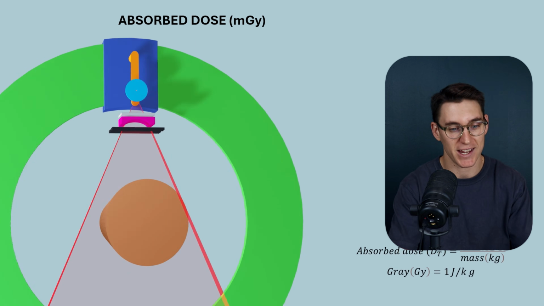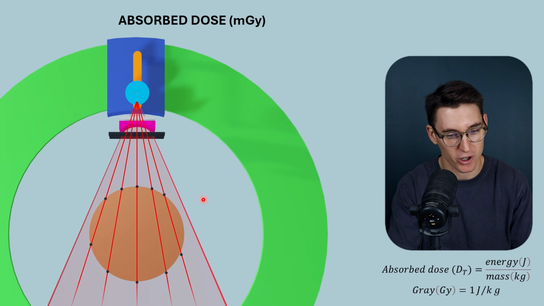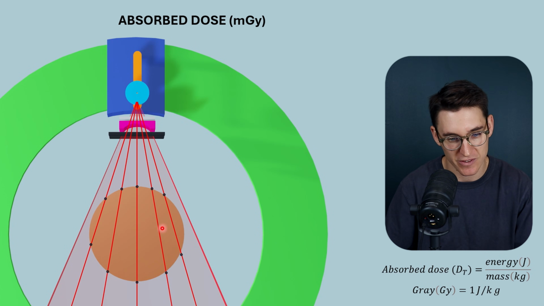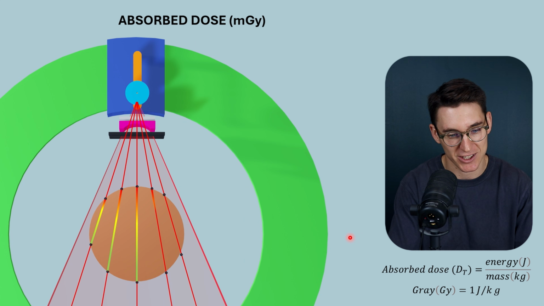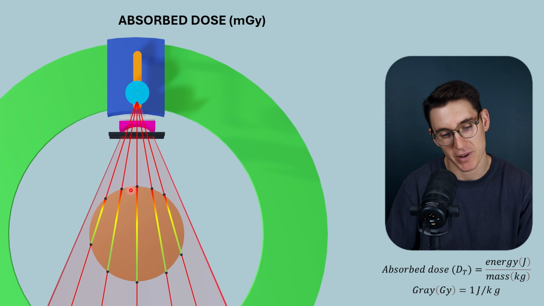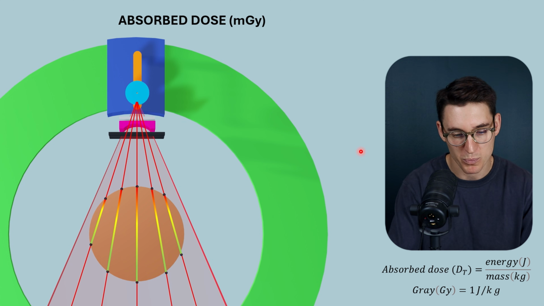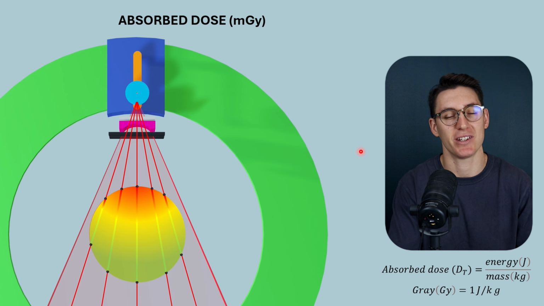If we look at the patient end on, we can see the X-rays passing through the different regions of the patient, and they pass through different lengths. Their attenuation, their linear attenuation, is going to occur differently depending on how much tissue they pass through. Now, that dose is unevenly distributed.